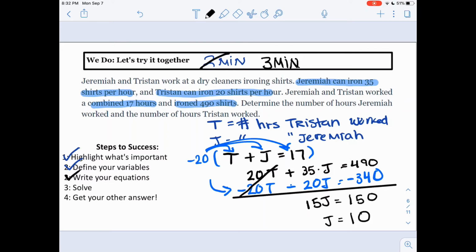J is the number of hours worked by Jeremiah. Pause the video for 1 minute and find the number of hours worked by Tristan. If you look at the original first equation written, you would see that if Jeremiah worked 10 hours and the total number of hours worked was 17, then Tristan would have had to have worked 7 hours.